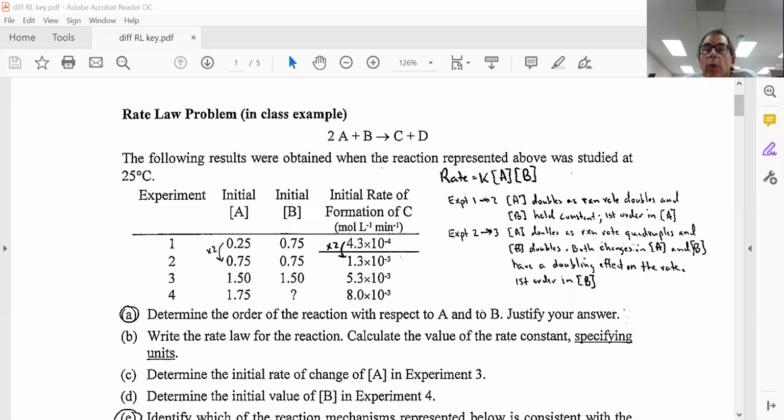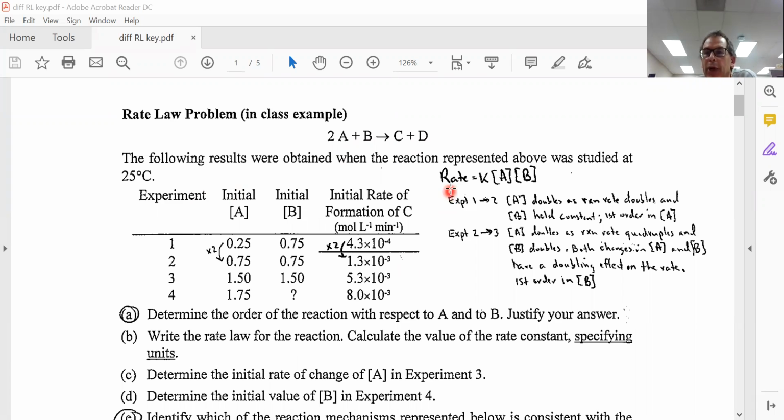In this video, we are going to look at the class example of differential rate laws, and it is on page 4 of your homework packet. All right, so I look at this equation, 2A plus B forms C plus D. I have a box of information, even though it's not boxed in. And let's try to determine the rate order of each thing.